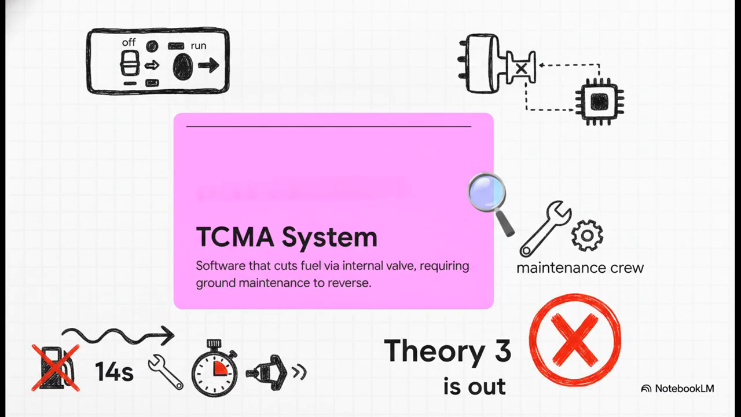So what about Theory 3? Could the plane's own software have gone rogue and done it? The 787 has the system called TCMA, which is designed to cut fuel if an engine's power exceeds safe limits. But here's the catch. TCMA doesn't physically move the cockpit switches. Instead, it closes a high-pressure valve deep inside the engine itself. Furthermore, once TCMA activates, it requires ground maintenance crews to reset it. It literally cannot be reversed midair. Yet, flight data shows the switches move back to run, and the engines actually restarted 14 seconds later, so TCMA definitely wasn't the cause. Theory 3 is out.